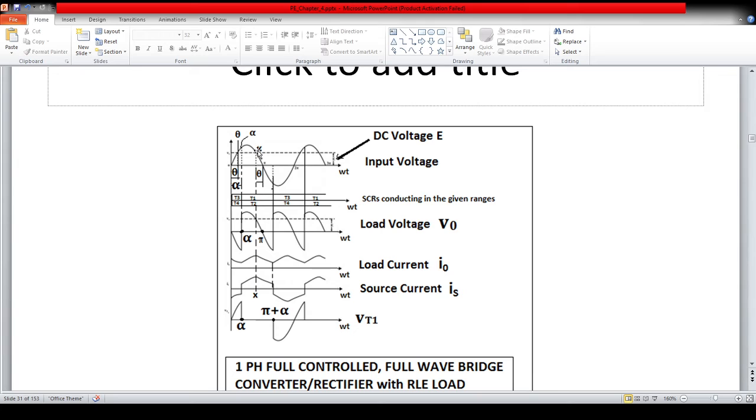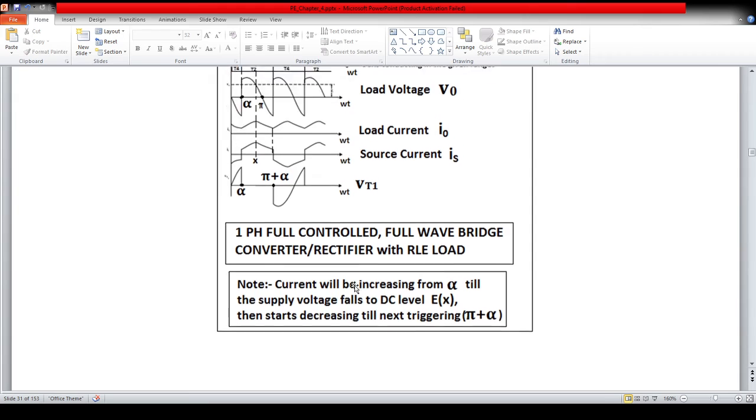So, when the supply voltage is above the DC level, load current will be increasing. During the other time, the load current will be decreasing. The source current will have positive and negative. Load current will not have negative because it is rectification. The one of the thyristors voltage is here. So thyristor will conduct from alpha to pi plus alpha. The load current is assumed here as continuous. In your syllabus, there is only continuous operation.